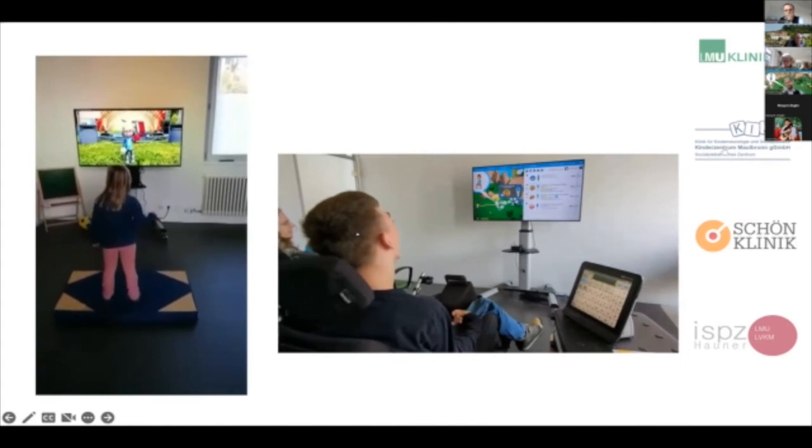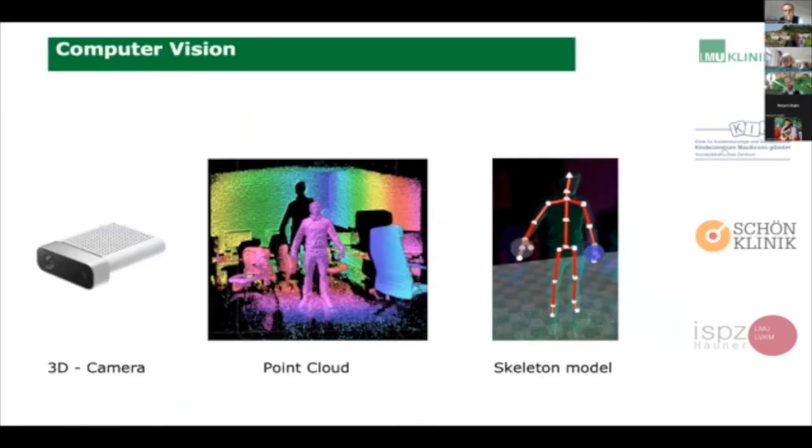So how does this work? It works a bit like the technology Sebastian uses for the GMR. It's a 3D camera which captures a point cloud, and an algorithm creates a skeleton model. And this makes it possible to create an avatar which works with medical correctness.